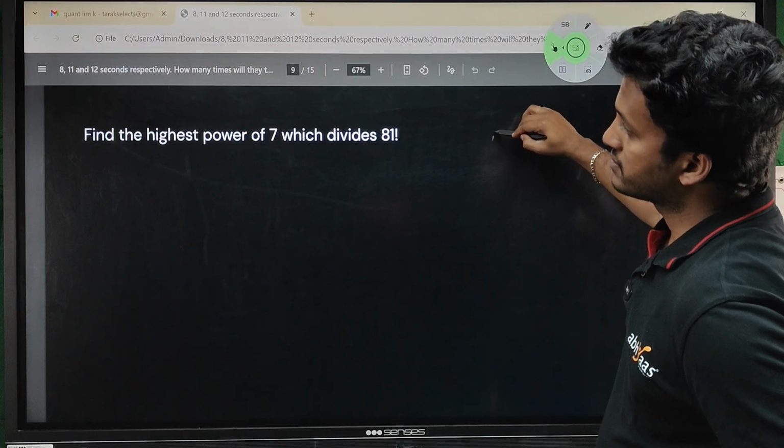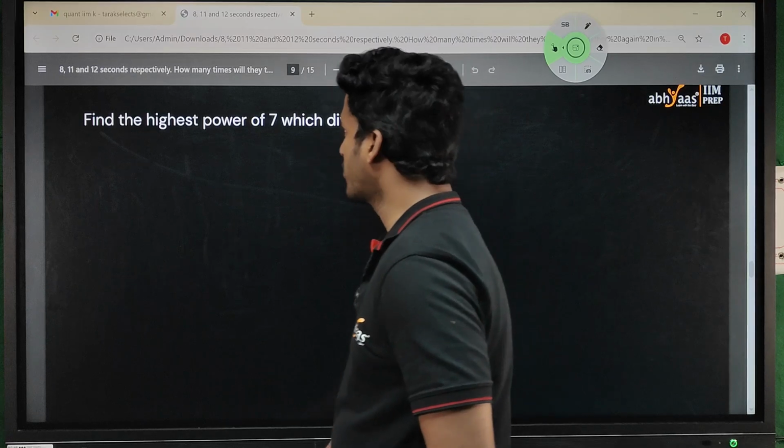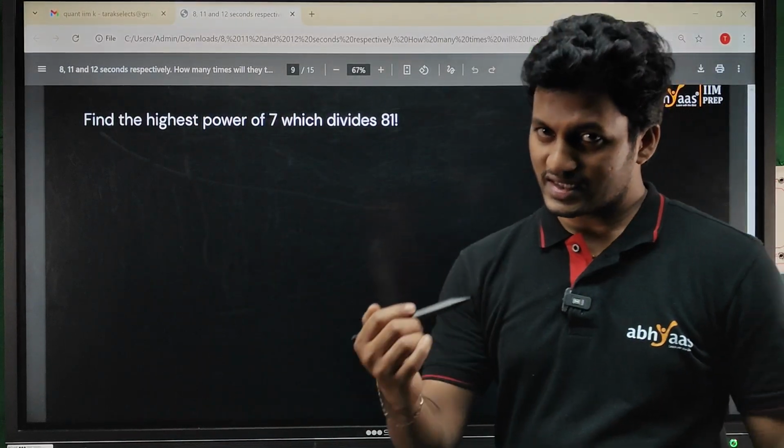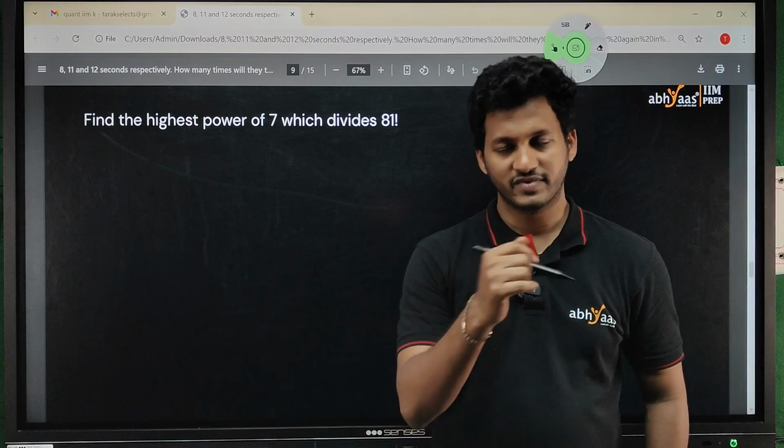And even in this, find the highest power of 7 which divides 81 factorial. Now we are going to discuss this model in the next lecture. Thank you guys.